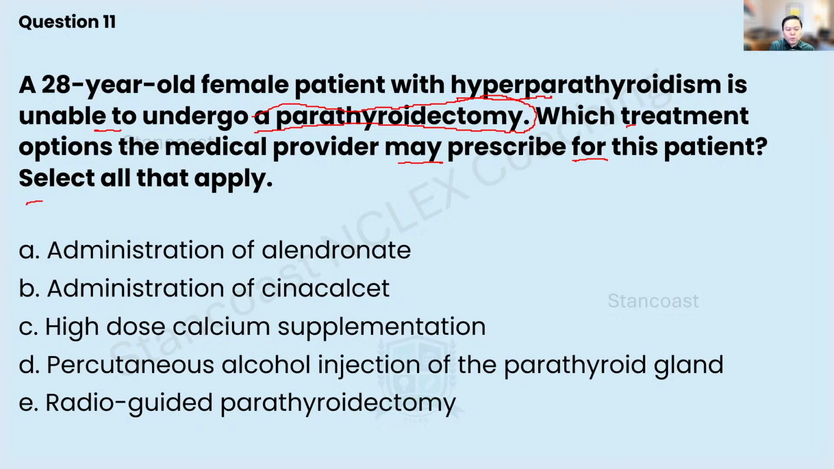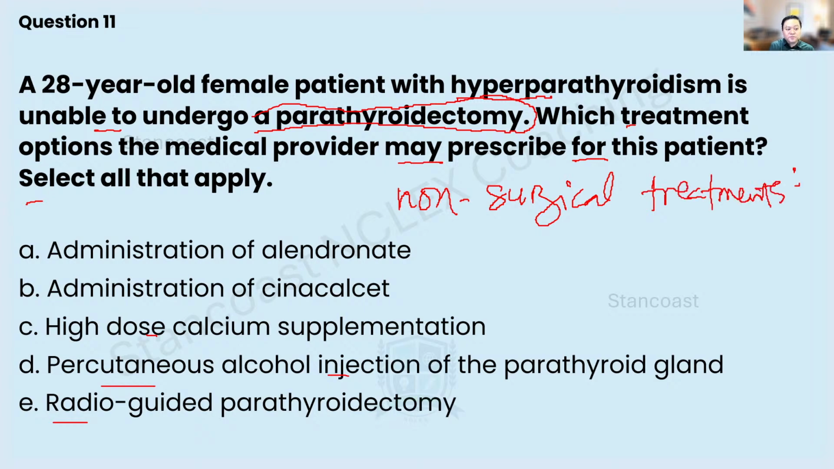So basically what you're being asked here is to identify those treatment options that are going to be more appropriate for this patient that is not able to tolerate a surgical procedure. So will this be letter A, administration of alendronate, B, administration of cinacalcet, C, high dose of calcium supplementation, D, percutaneous alcohol injection of the parathyroid gland, or E, radio-guided parathyroidectomy? Non-surgical treatment.